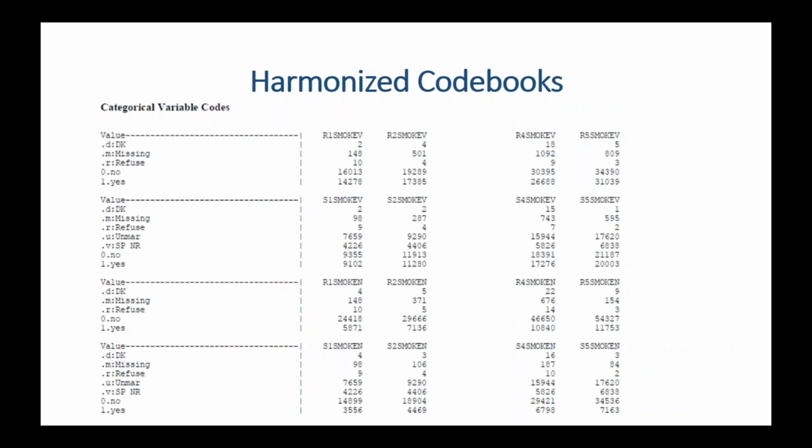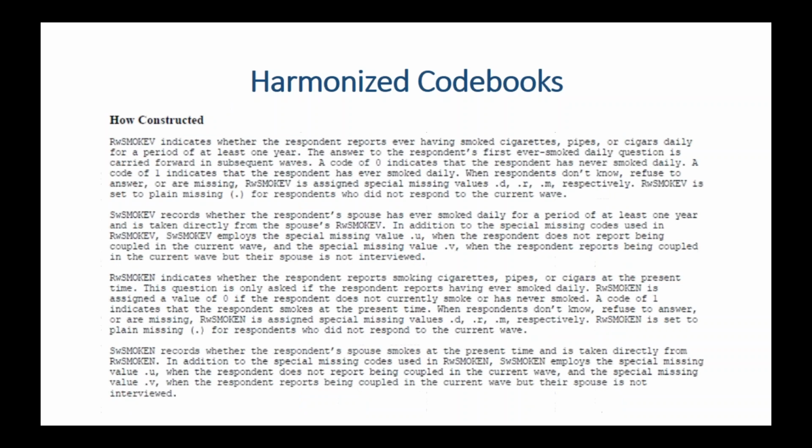So for instance, someone could have said, I don't know to this question. Someone could have refused, or maybe they didn't get this far in the survey, or there is some other issue with why it's missing. So you can identify different kinds of missingness there using these special missing codes.